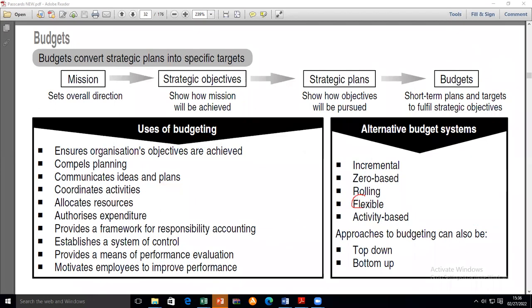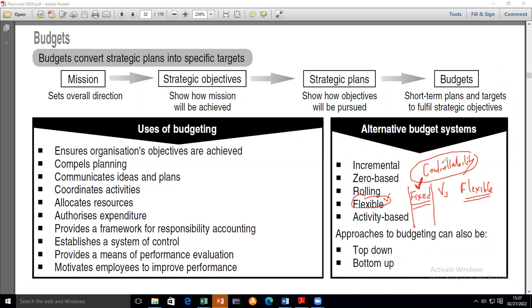Controllability. We need in our performance reports to include items that are controllable. Controllability must be observed. And this is where flexible budgeting comes in, because you contrast fixed and flexible budgets. Fixed budgets are prepared only with one level of activity in mind, not designed to change with changes in activities. That's a fixed budget. And the variances from there may not be as meaningful.